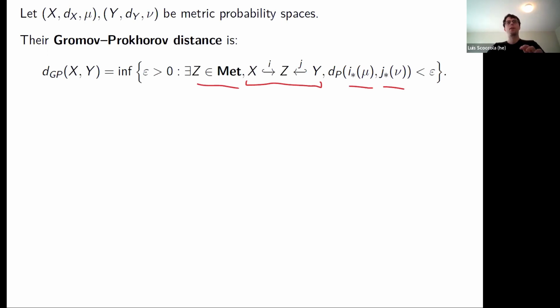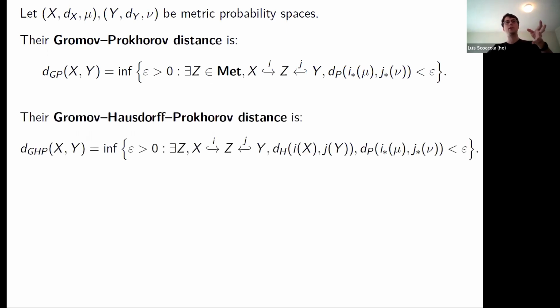And there's a third thing that you could do, and it is to compare both the metric structure and the density structure. This is a stricter distance that is called the Gromov-Hausdorff-Prokhorov distance. And we play exactly the same game. We consider all possible embeddings of x and y into a metric space Z. But now we compare the images of x and y using the Hausdorff distance and the push forward of their measures using the Prokhorov distance. And now I know that these are many definitions, but now I'm going to give you an example that should make many of these things clear.